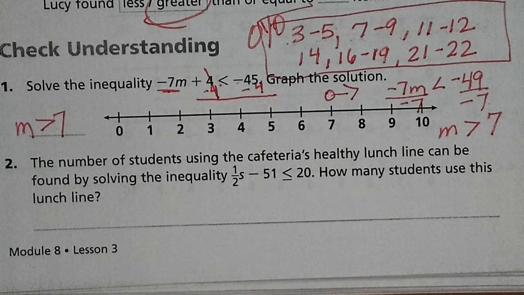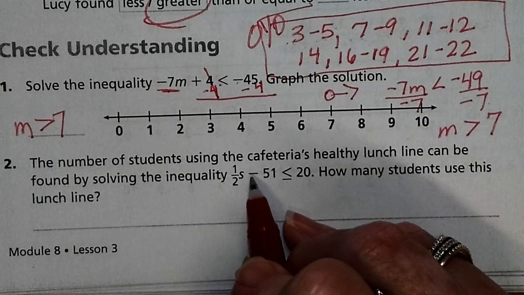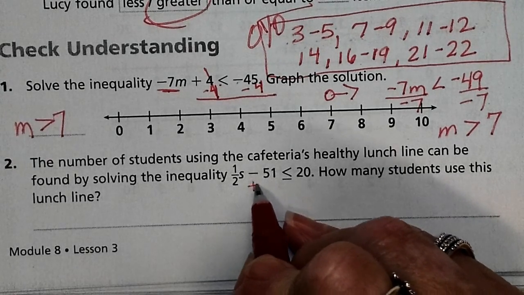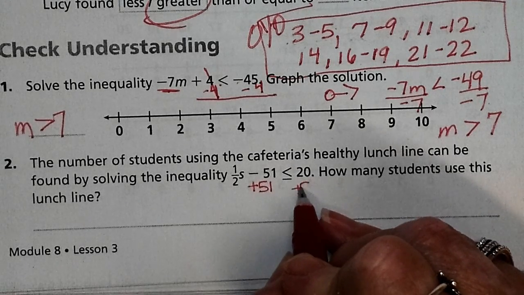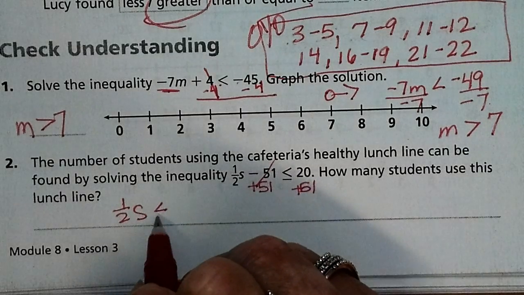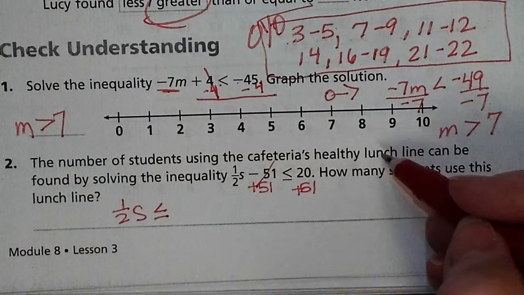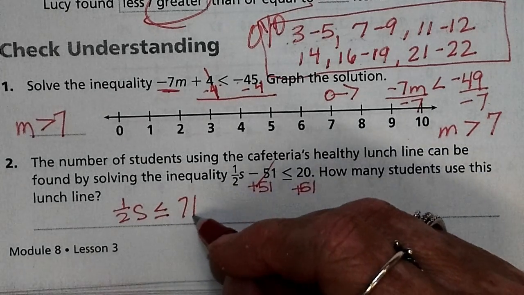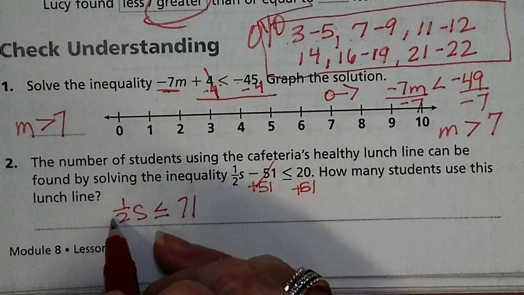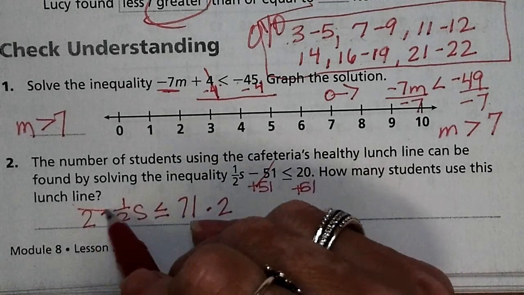All right, what about number 2? How do I get rid of a minus 51? You add 51. Yep, we're going to add 51. So I end up with 1/2 S less than or equal to 20 and 50, right? So what is that, 71? Yep. And then how do I get rid of that fraction again? Multiply. Yep, so multiply by 2.